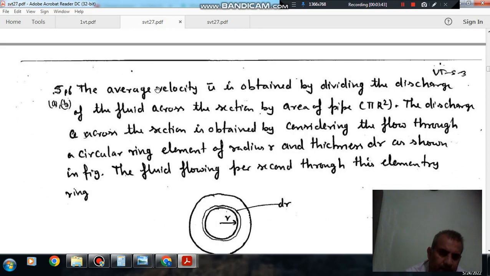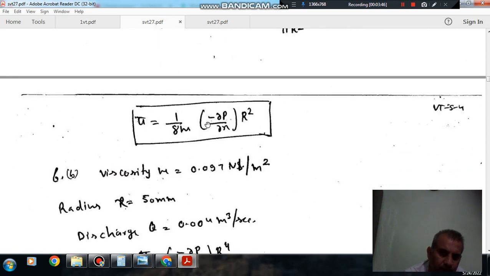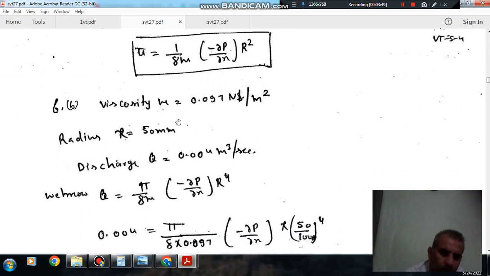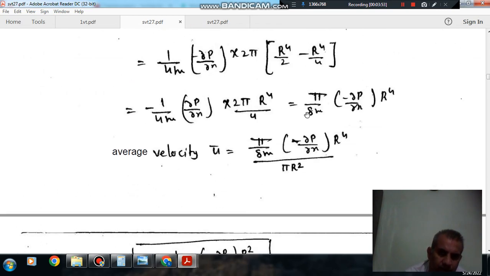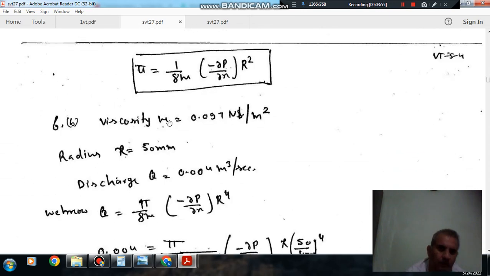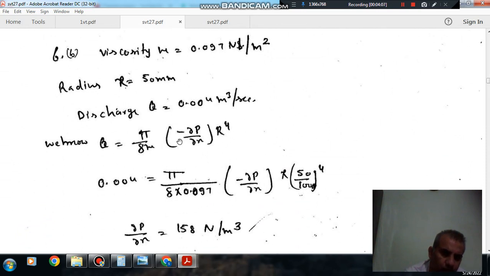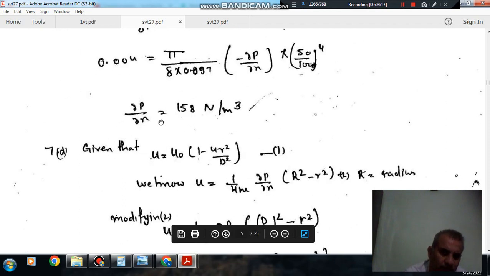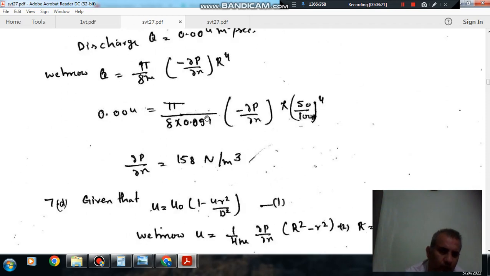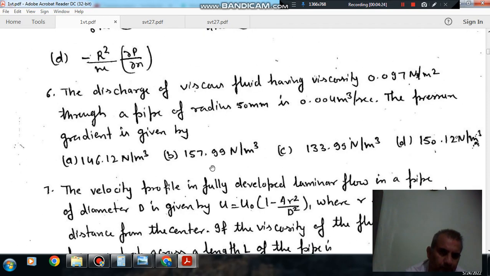So here we have derived the expression for average velocity and discharge, and discharge is this quantity. Now mu is 0.097 Newton second per meter square, R is 50 mm, Q is 0.004 meter cube per second. We can find ∂p/∂x by putting these in the expression we have derived. Now we have all the values except ∂p/∂x, so that is 158 Newton per meter cube. So the answer is option B.